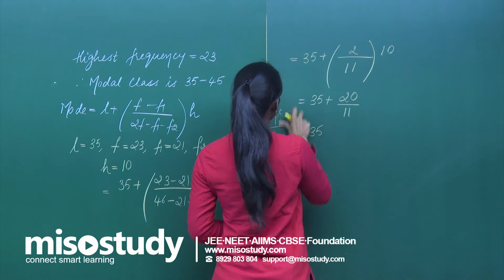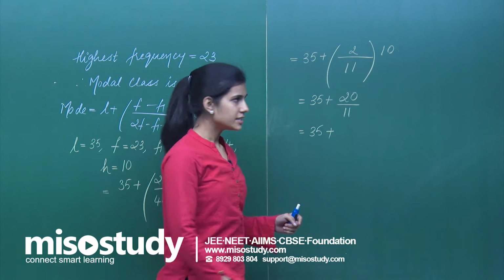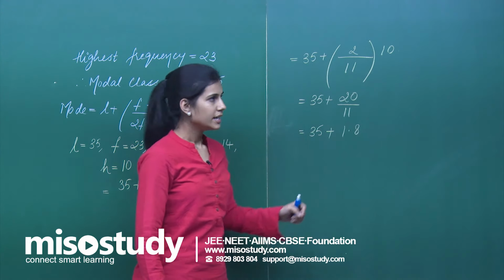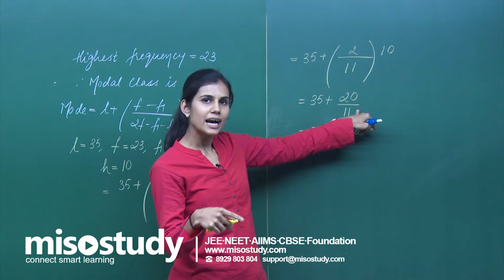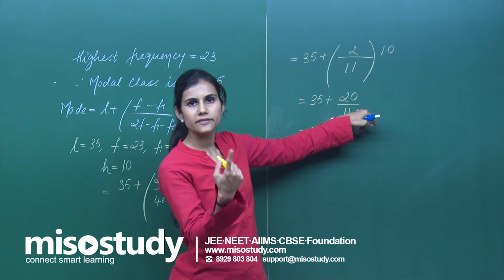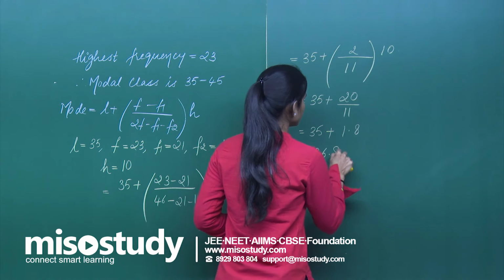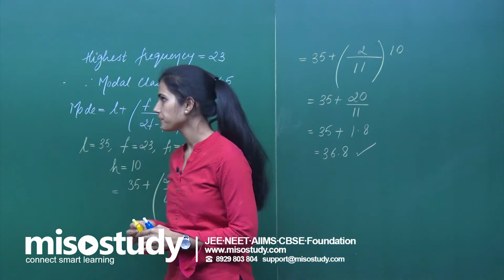This is 35 plus, what is it? 1.8. 11 into 1 is 11. You're left with 9. Put a point, add a 0, 90. That becomes 11 into 8 is 88. So this comes out to be 36.8. So the mode is 36.8.